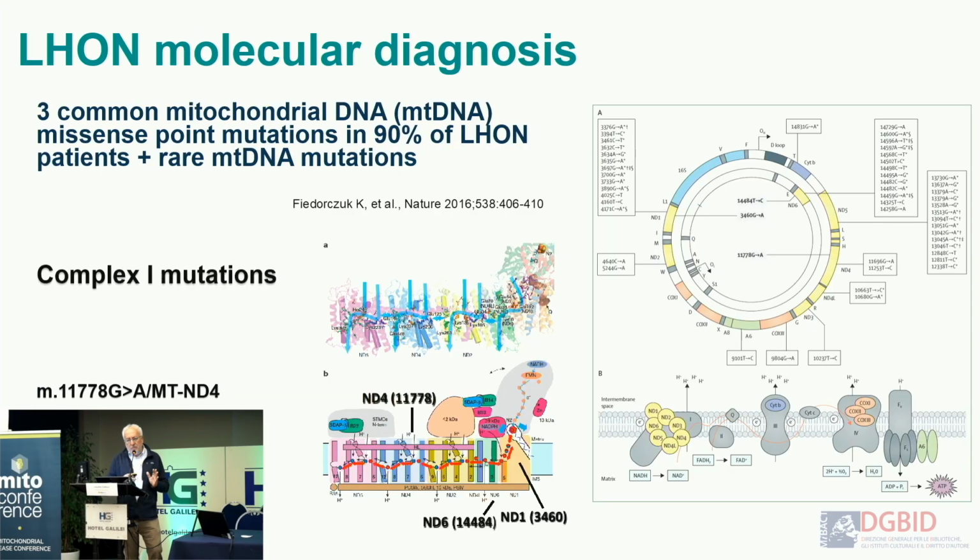And nowadays, we know that 90% of patients are easy to recognize as carrying one of the 3 point mutations, the common point mutations in ND4, ND1, and ND6. So they all affect subunits of complex 1. This is a remarkable thing. But you have a large number of other very rare mutations. So that means that you need, if you don't find the first 3, to sequence mitochondrial DNA entirely.